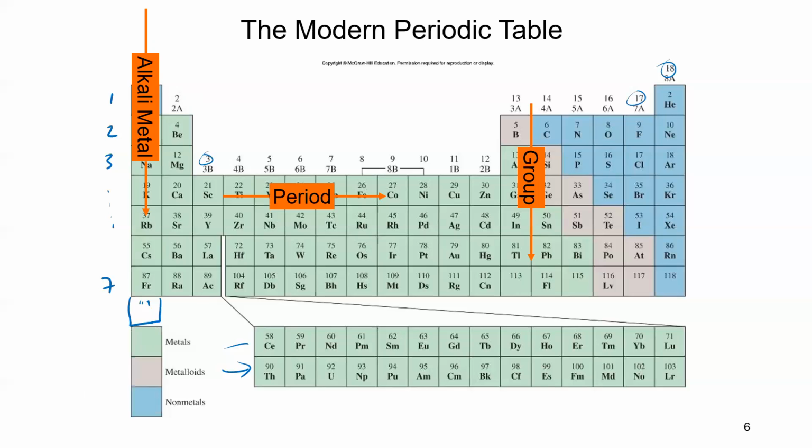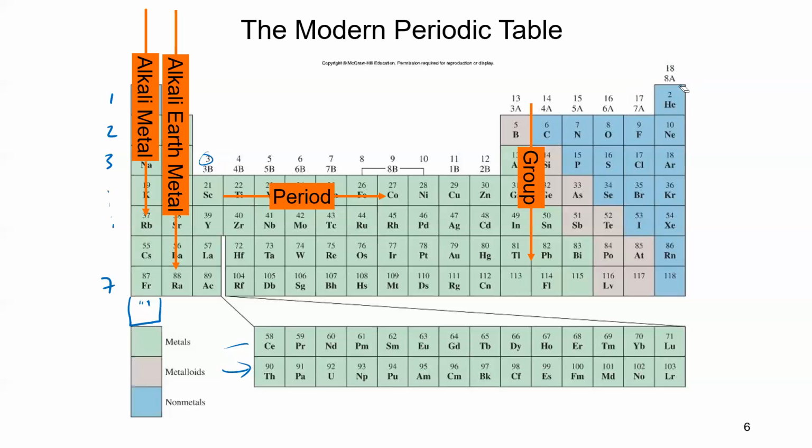That next group is the alkaline earth metals. Again, they're good at forming bases, but most of these metals were discovered from the Earth's crust, and you know the naming of these kind of is a little old-fashioned.